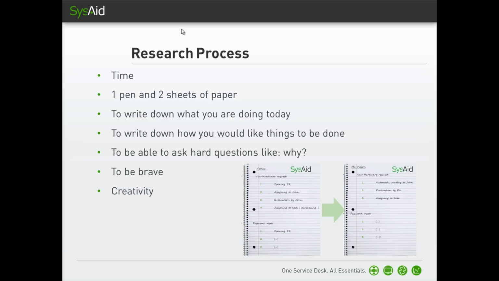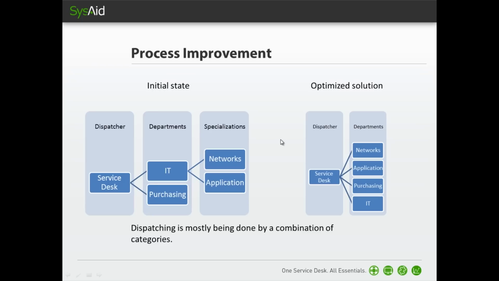Do I need this? You'll need to be brave because you're changing processes, and you'll need creativity. So here we have an example of a process. This is the initial state. What do we have today?